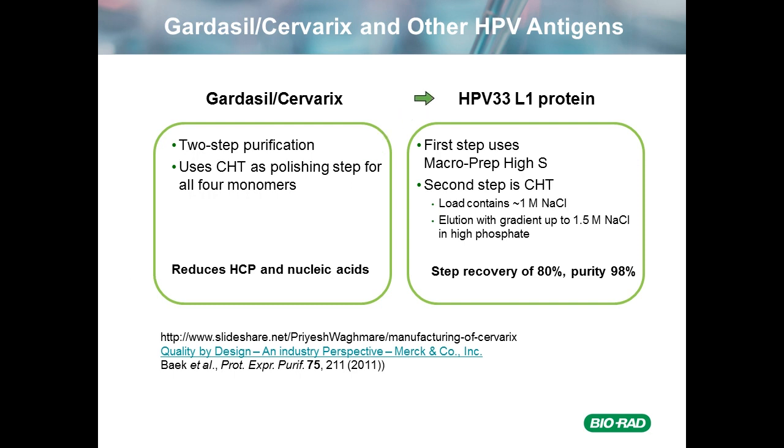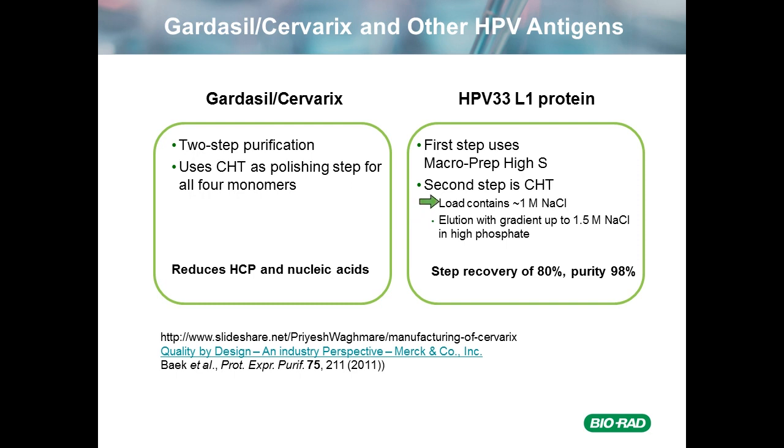I put the HPV one up in particular for two reasons. One is because the first step uses another one of our resins, MacroPrep High S. This goes immediately on to a second column, which is CHT, and what I want to point out is that the load contains one molar salt.